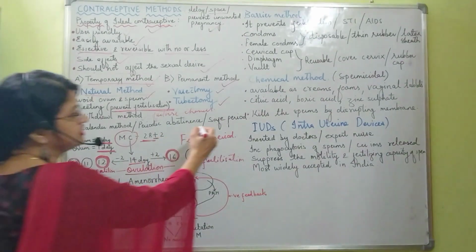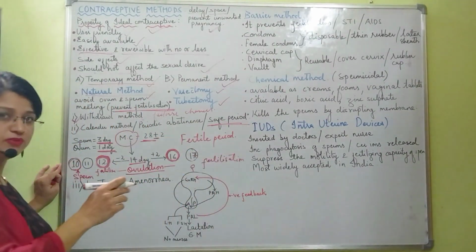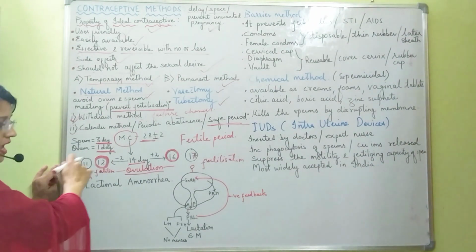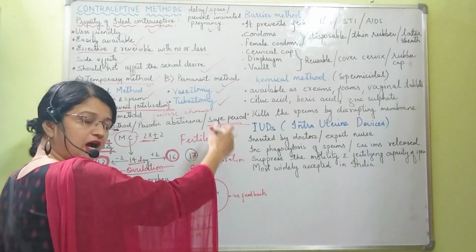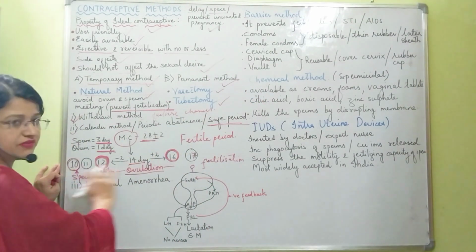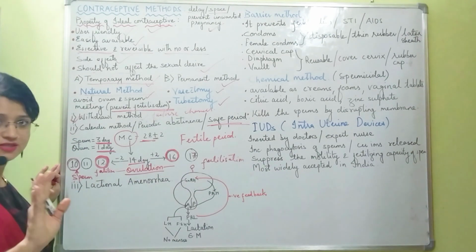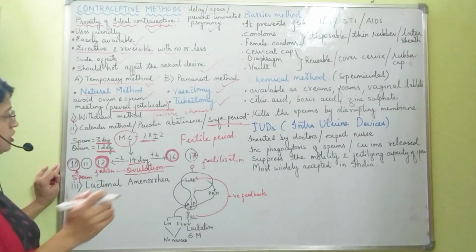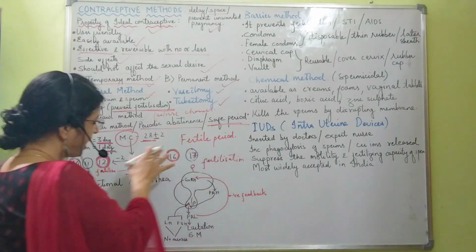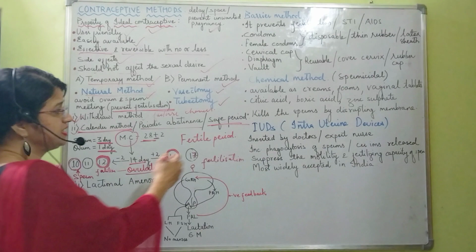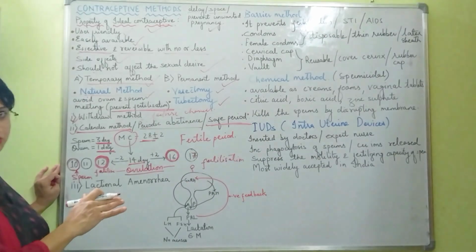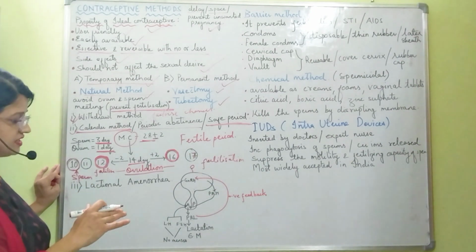So which period will be the safe period? The safe period will be from menses up to the 10th day, and after the 17th day up to the time menses takes place. But this period, 10th to 17th day, is not safe. It is the fertile period. This is called the calendar method, or periodic abstinence. At that time coitus should be avoided to prevent fertilization.